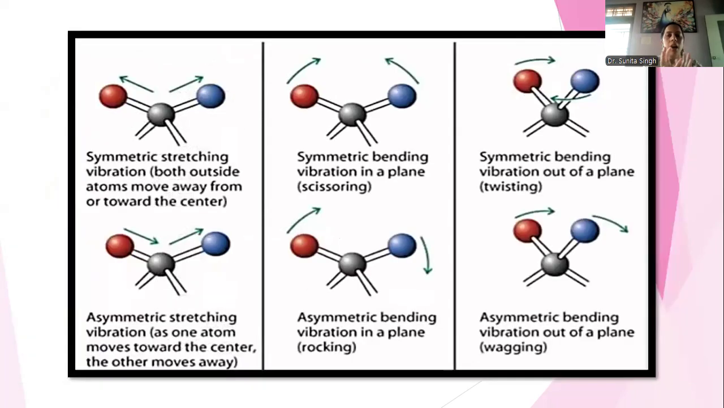Here you can see a picture which shows symmetric stretching, asymmetric stretching, symmetric bending in plane, symmetric bending out of plane, and asymmetric bending and asymmetric bending vibration out of plane. The arrow shows how the atoms are going to move. In symmetric stretching, both atoms move the same distance from the center. Similarly, in asymmetric stretching, one goes to the other side. They are moving in two different directions.